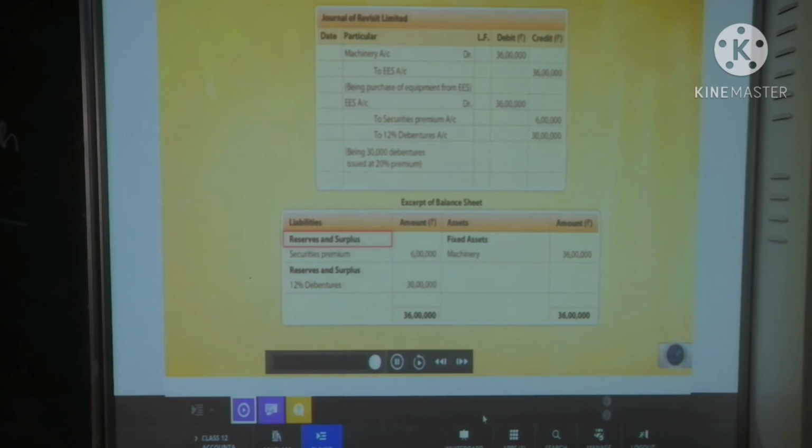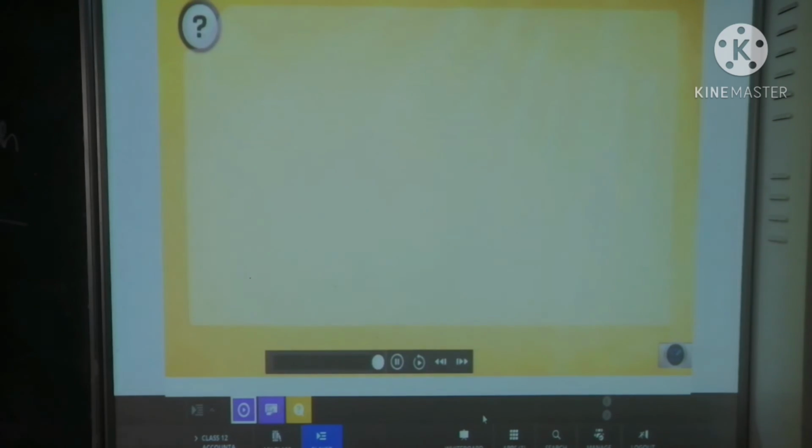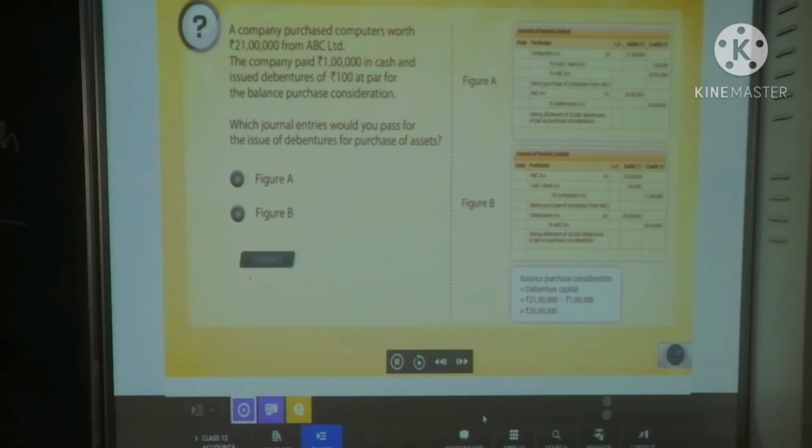Now, it's your turn to record journal entries. A company purchased computers worth 21 lakh rupees from ABC Limited. The company paid 1 lakh rupees in cash and issued debentures of 100 rupees at par for the balance purchase consideration. Which journal entries would you pass for the issue of debentures for purchase of assets?